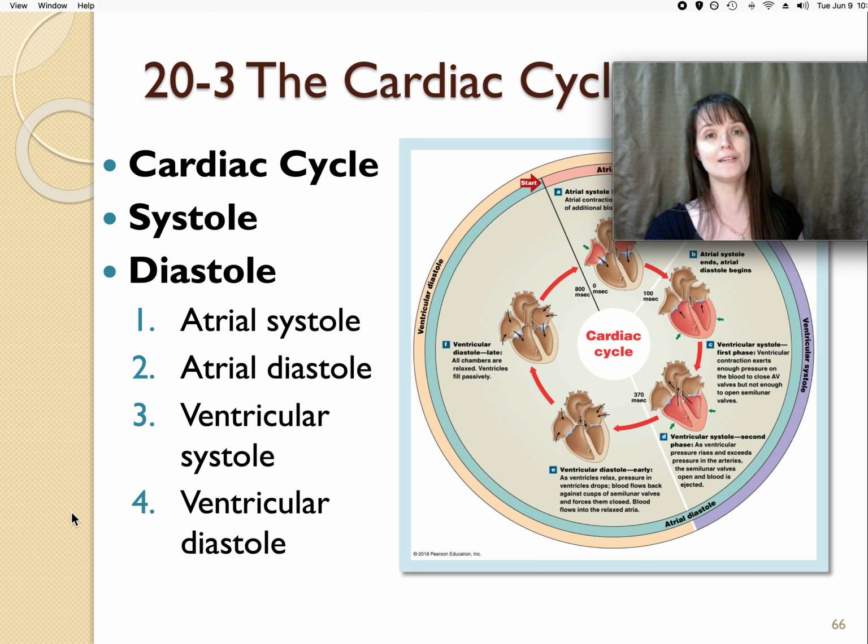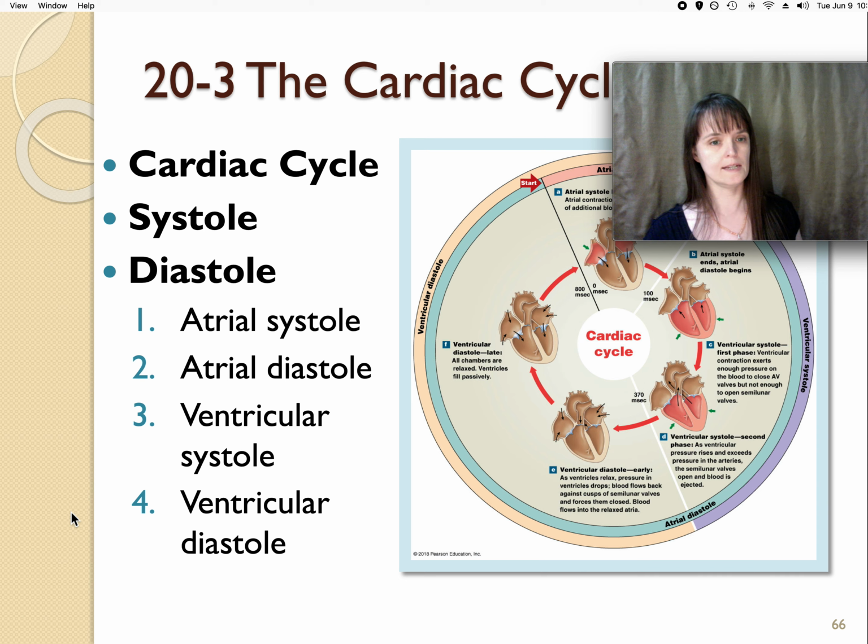We're here with video lecture for A&P 2, lecture test 3, video number 10. And we are starting at the top of page 18. We are still in chapter 20, talking about the heart and cardiac physiology.